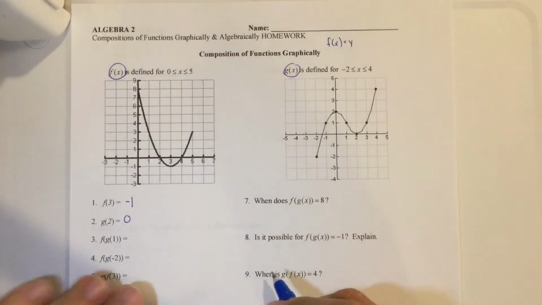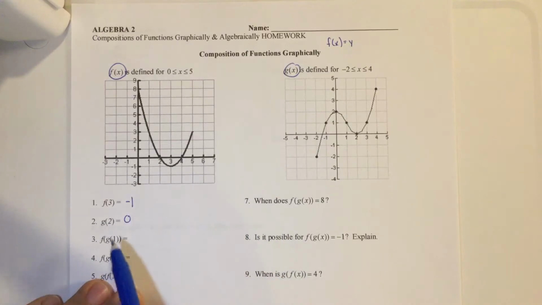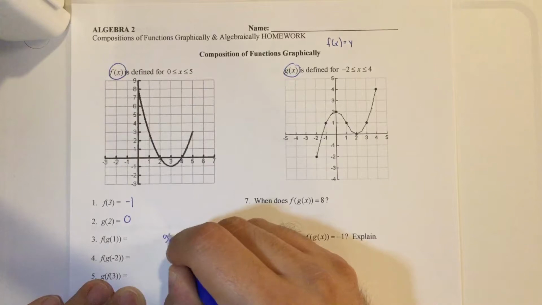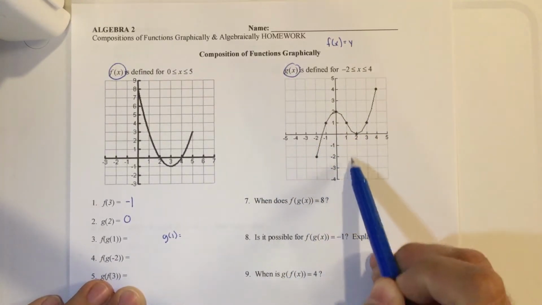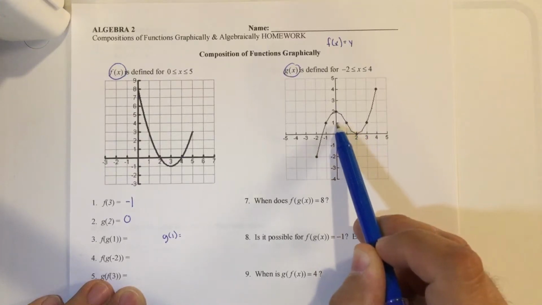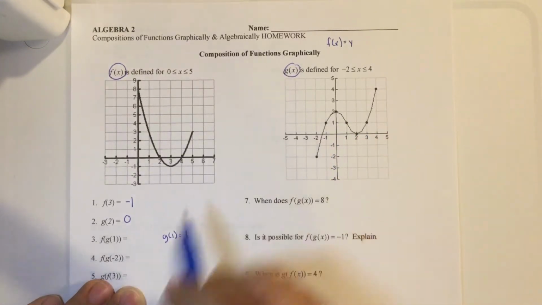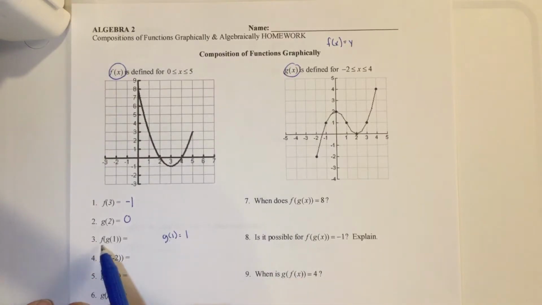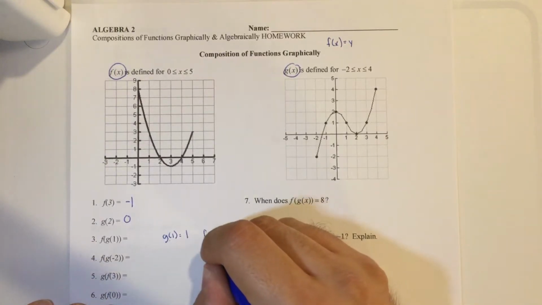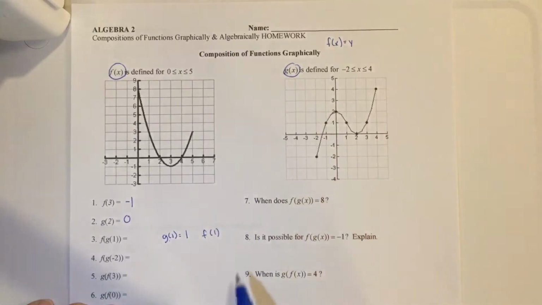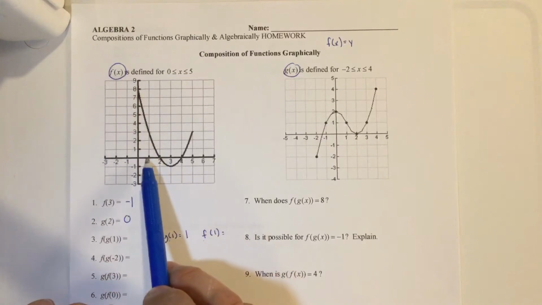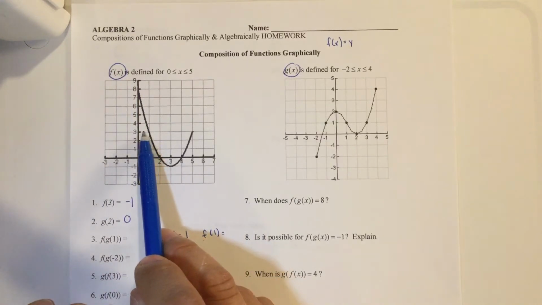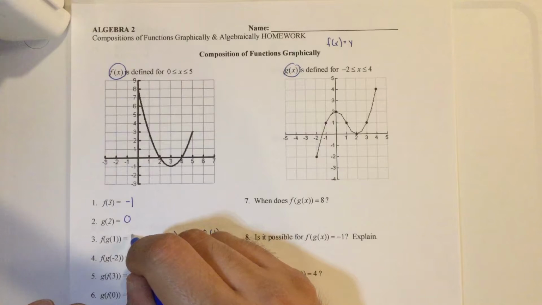For f of g of 1, we're going to start on the inside and work our way out. So we're going to look for 1 in the g graph. So over here I'm going to write g of 1. So g of 1, I go down, I don't touch the graph, but if I go right here, I can see I touch it, and the y value is 1. So now we know that g of 1 is 1, so instead of saying f of g of 1, we're going to say f of 1. And when we look for f of 1, since f is here, we go to the f of x graph. F is 1, we go up to where it hits the graph, and it hits right here. The y value is 3.